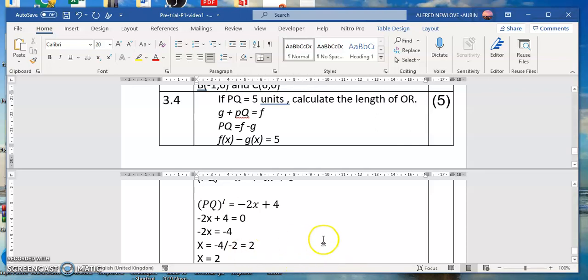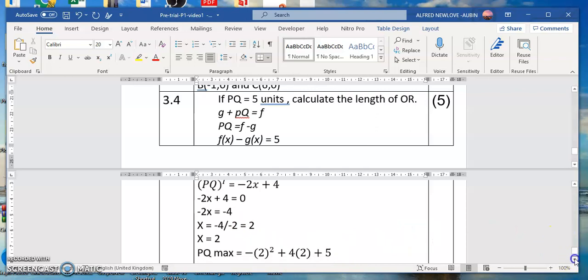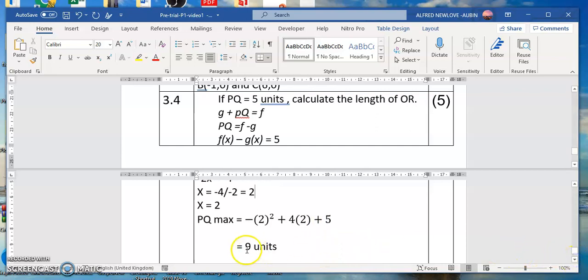And x is equal to what? 2. So you substitute it into this one, you are going to get the value for y, which is 9 units. So the maximum value is what? 9 units.